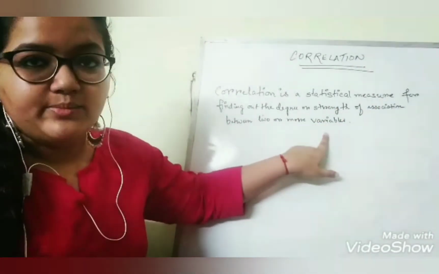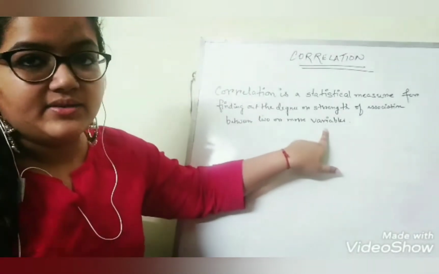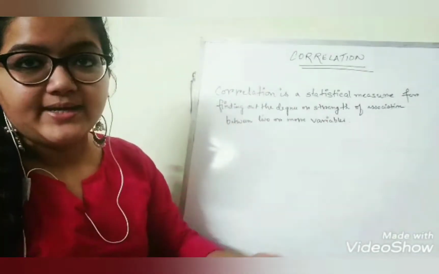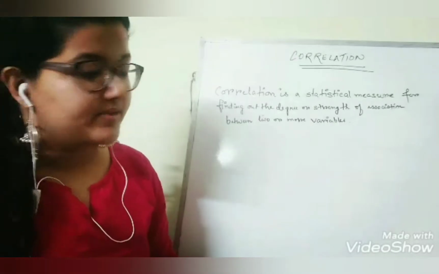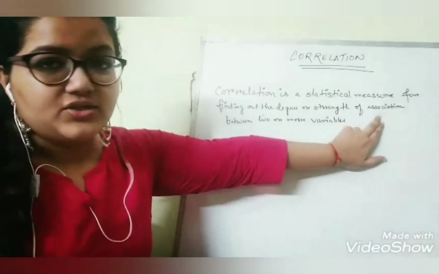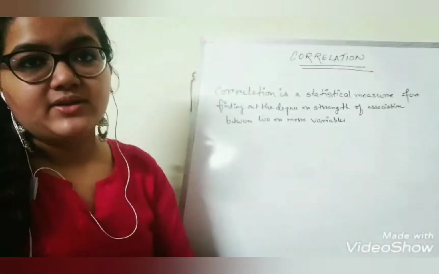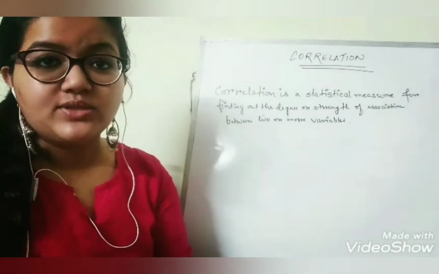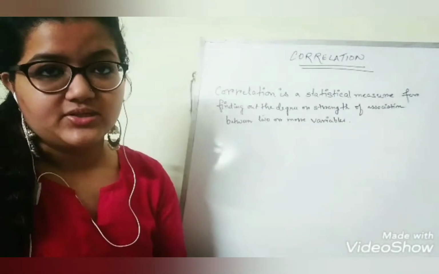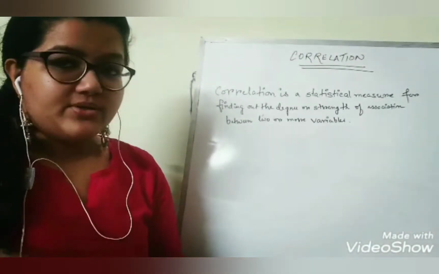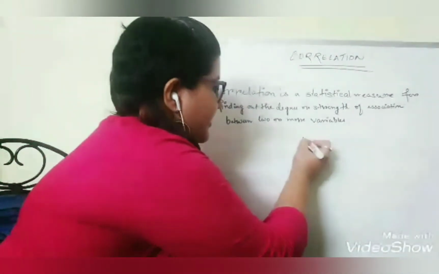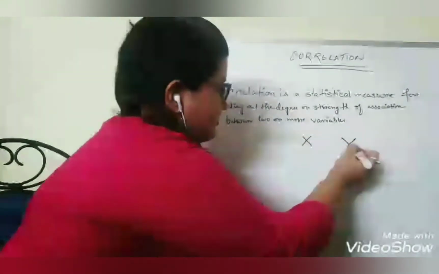Now what are variables? Variables are x, y, z. These are called variables. What is association? Association is the relation between the variables, two or more variables, how they are related. That is their association. So suppose there are two variables x, y.